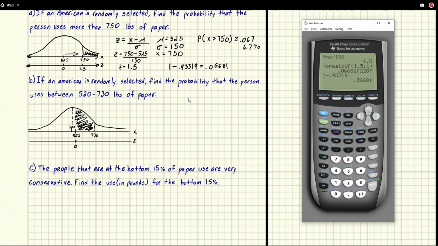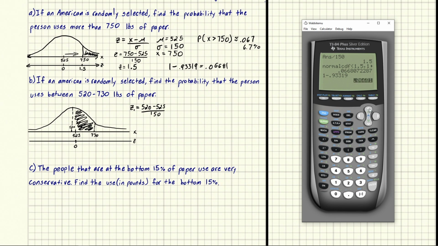So let's convert 520 first. It's literally the same thing we did before, except now I'm going to call this z1, because it's going to be our first z-score. Instead of x being 750, now it's 520. And we do minus 525 divided by 150. I'm going to type it in nice this time. I'm going to type a fraction. So I'm going to hit the green key and then the green F1 menu and choose number 1. And then I'm going to type in 520 minus 525 divided by 150. And we get an answer out.